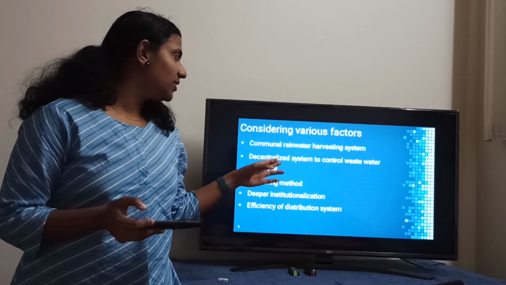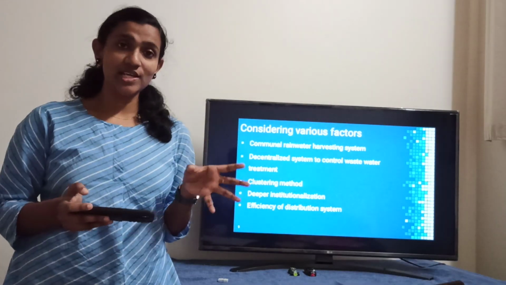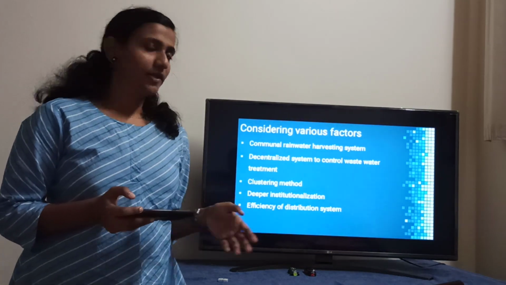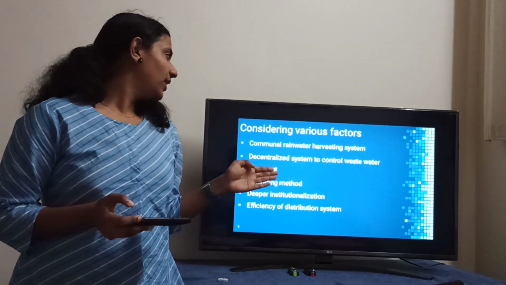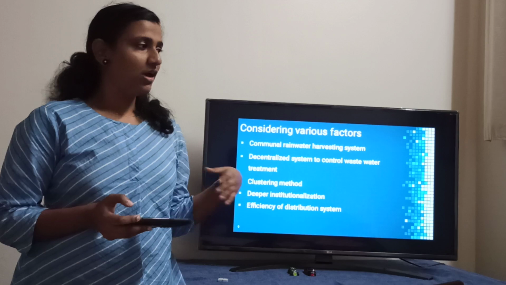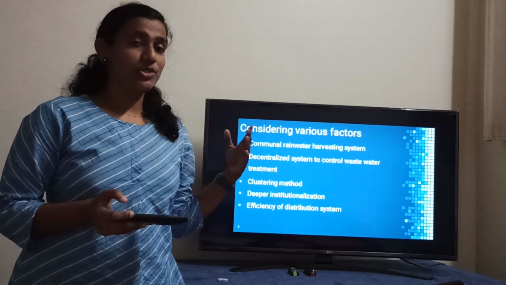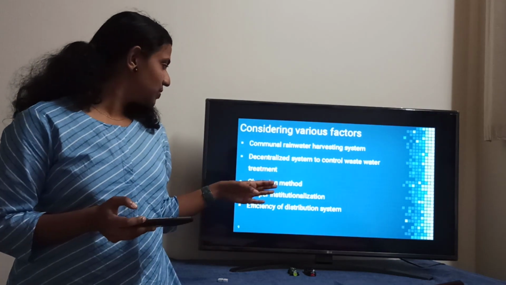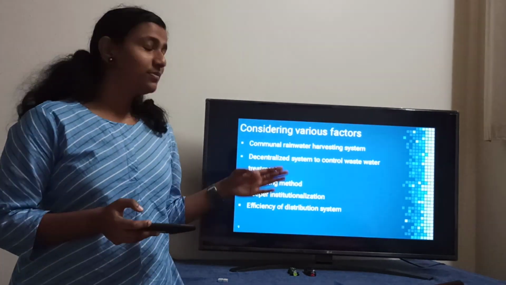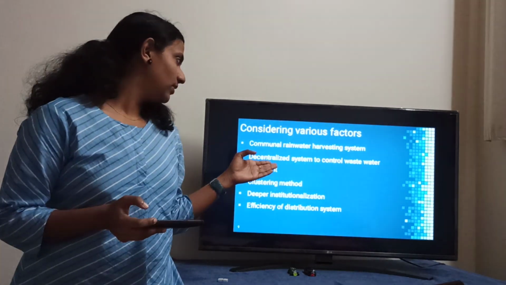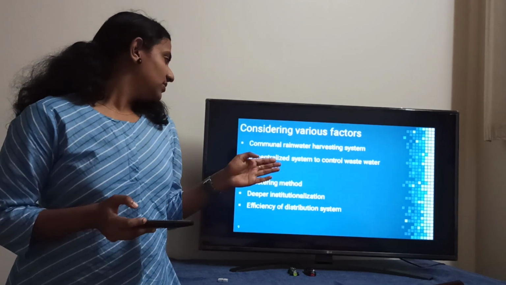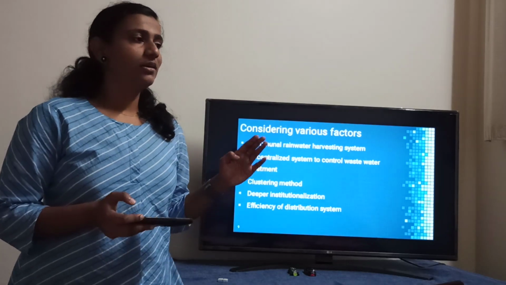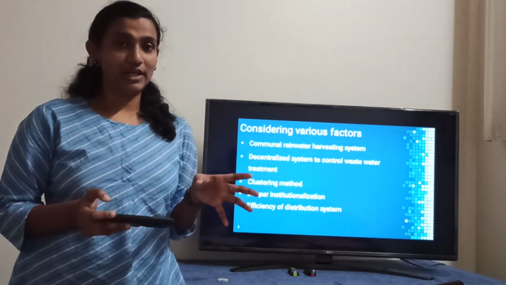The next one is wastewater. A decentralized system was designed to remotely control wastewater. However, this study failed to consider social factors. The next one is a clustering method. It's a modified decentralized system. Even though the system was successful, it cannot be applied with the complete water balance model.